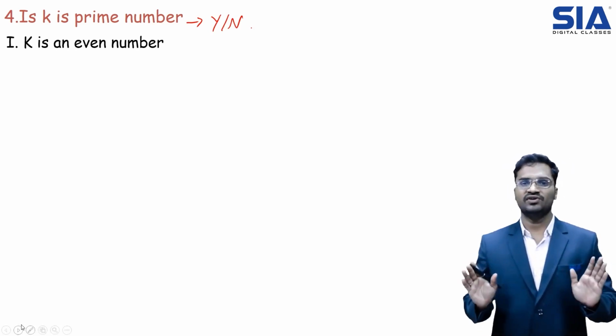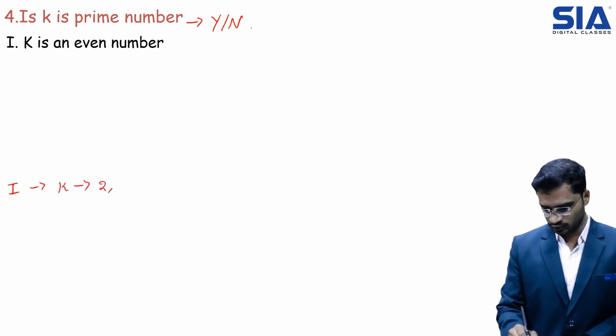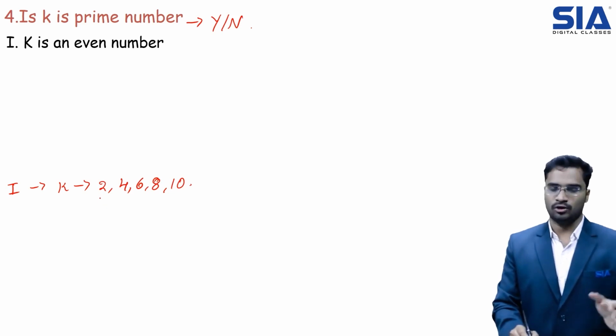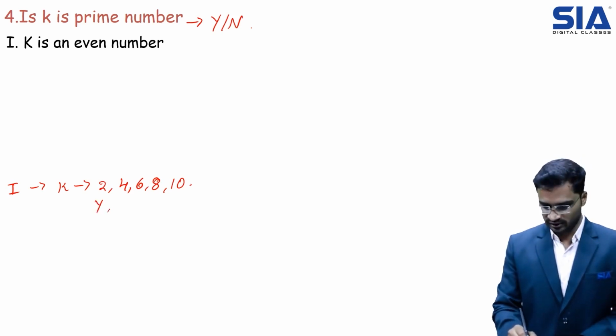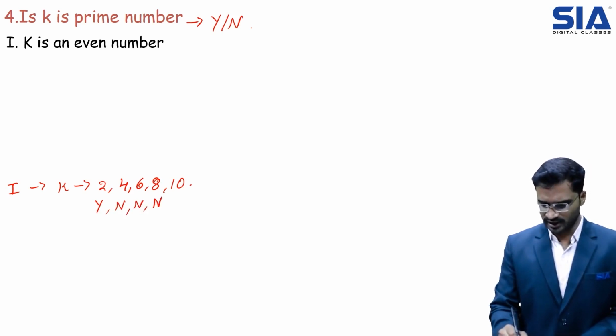Statement 1 tells that k is an even number. Even numbers start from 2, 4, 6, 8, 10. So let us see, is 2 a prime number or not? Yes, 2 is a prime number. Then 4 is not a prime number, 6 is not a prime number, 8 is not a prime number, 10 is not a prime number.